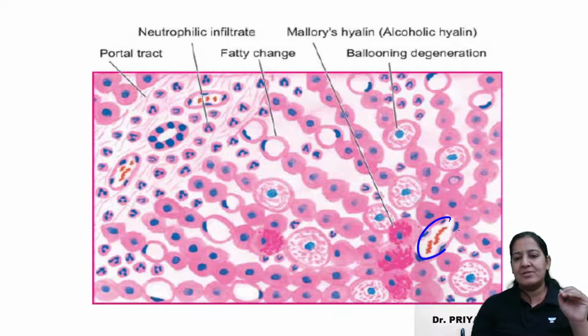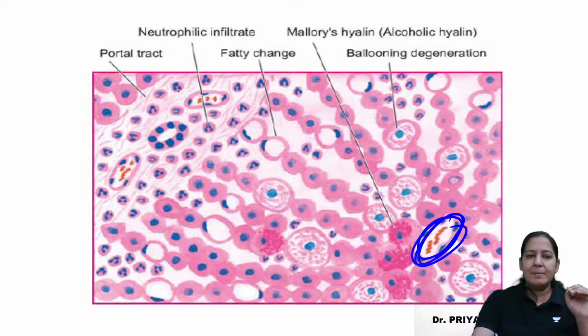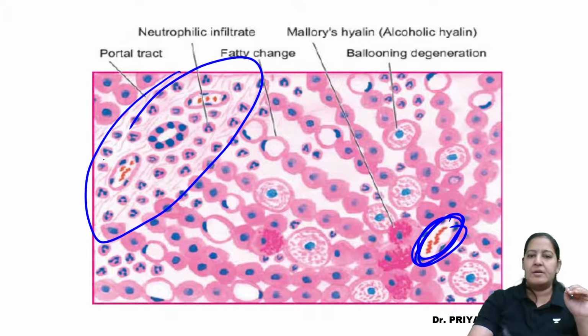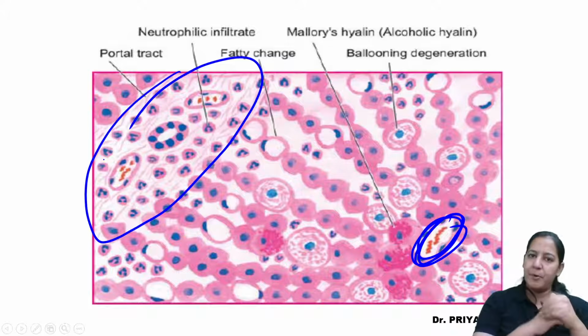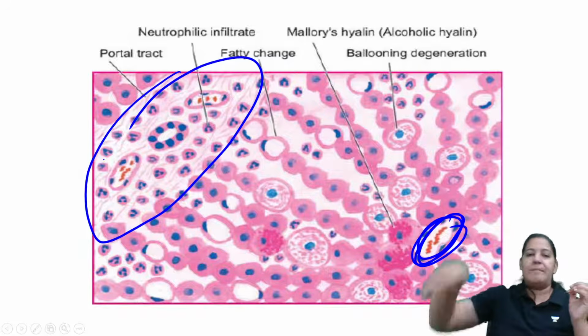Where is the central vein in this diagram? I guess this is the central vein. Where is the portal triad? I guess this is the portal triad. Have you found the central vein? Have you found the portal triad? Now connect them with the cord of hepatocytes.